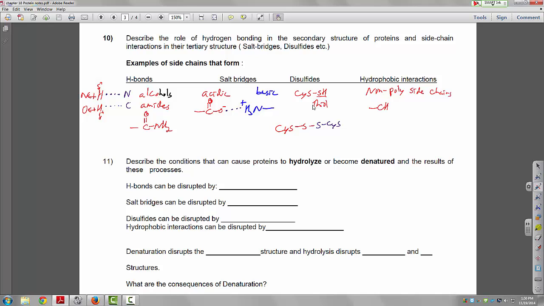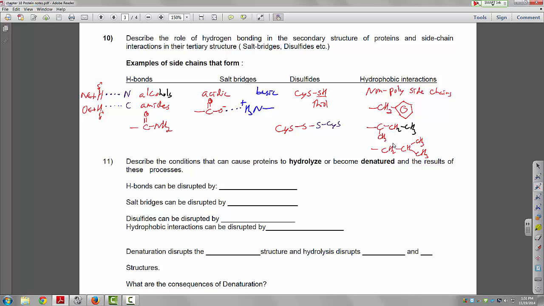So we could have maybe a phenylalanine side chain with the benzene ring, or you could have a secondary butyl group as in leucine, or an isobutyl group as in isoleucine, something like that. But notice, there's no polarity here. There are no heteroatoms, no nitrogens, no oxygens, no sulfurs. It's just carbons and hydrogens.